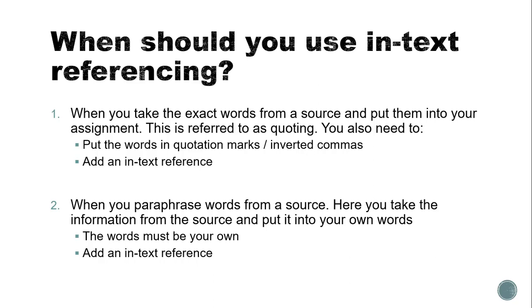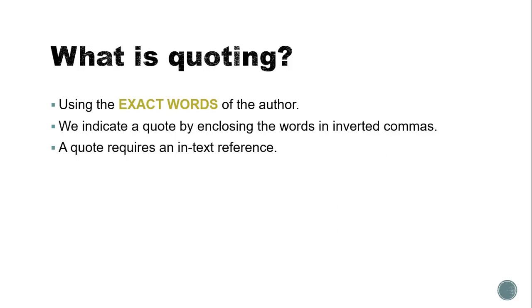Let's look at quoting and paraphrasing in a bit more detail. So what exactly is quoting? Quoting is using the exact words of the author. Exact words is in green and bold because this is really important. The words and punctuation you quote should be identical to the original source. We indicate a quote by enclosing the words in inverted commas. A quote requires an in-text reference, and the in-text reference can appear before or after the quote.